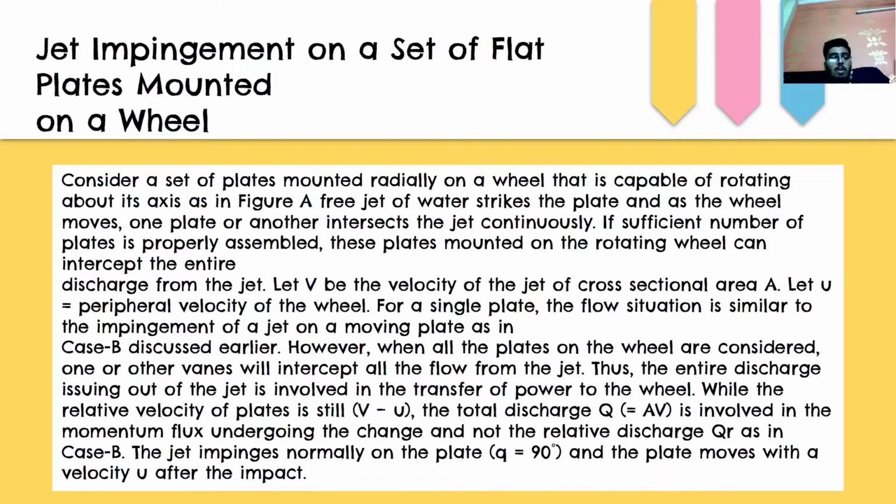In this case, the momentum flux undergoing the change does not require the relative discharge QR, as in case B. The jet impinges normally on the plate, making an angle θ of 90 degrees, and the plates move with a velocity u after the impact.